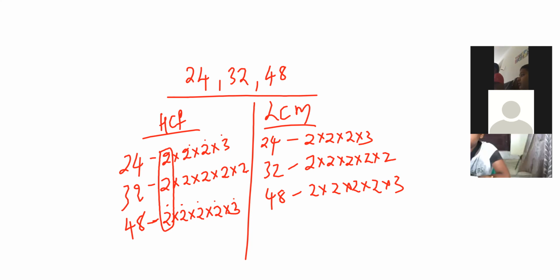Okay. Now one more 2 is also common for these three numbers. And one more 2 is also common for these three numbers. After that, you don't find any number which is common for the three numbers.